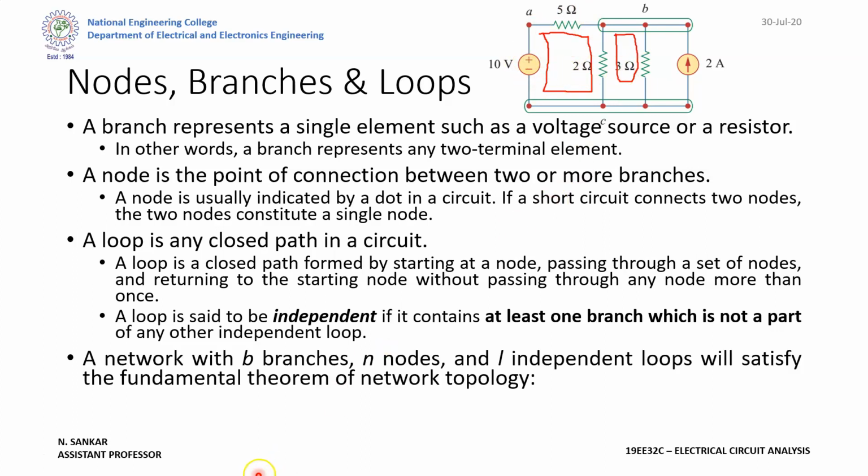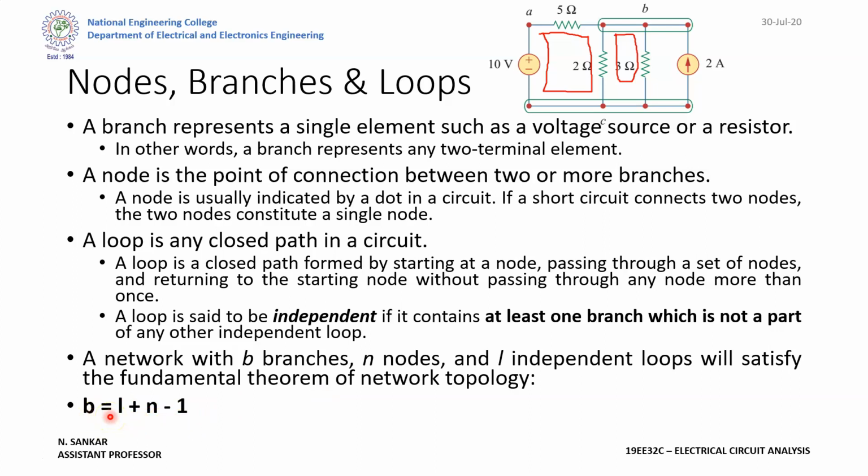For example, if you take any network or any circuit, if it has B branches, N nodes, and L independent loops, then it will satisfy a fundamental theorem, that is B is equal to L plus N minus 1.